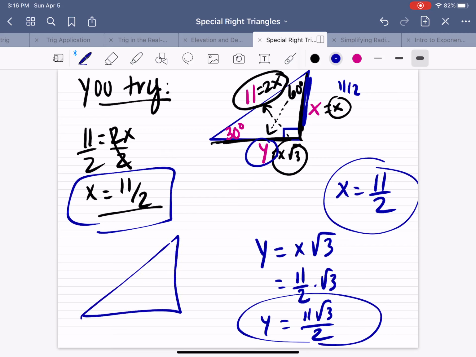Let me just label it so you can see what we just did. This was given, this was 11. The x is 11 over 2, and then the y is 11 root 3 over 2. So if you were to try the Pythagorean theorem on this, it should work since it's a right triangle. And that's how you can check to see if you did it right.